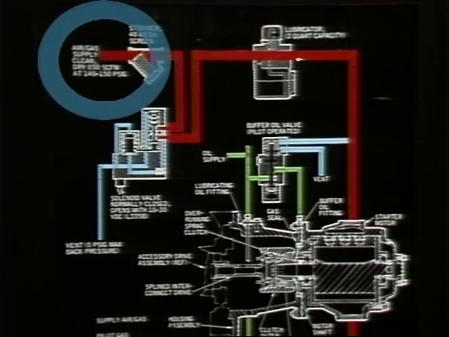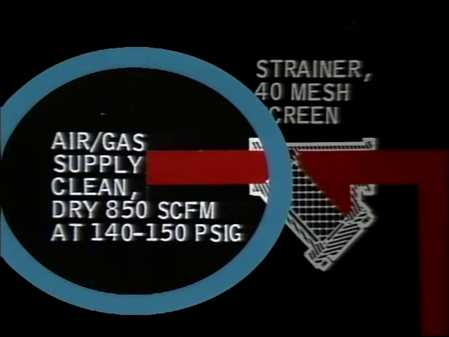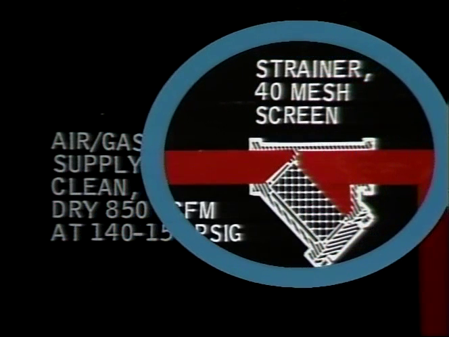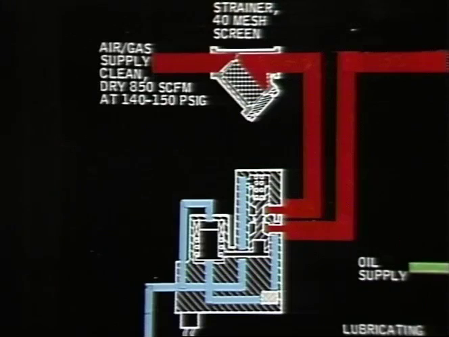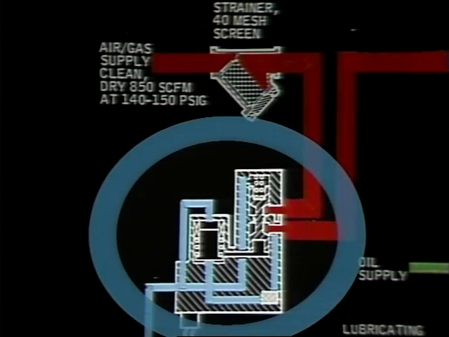Now that we're familiar with how each component functions, let's see how they work together as a system to start the turbine package. Supply gas to the start system should be clean and dry and approximately 850 standard cubic feet per minute at 140 to 150 pounds of pressure. As the gas enters the start system, the first component it will encounter is this optional strainer with a 40 mesh screen. This is to separate out scale or rust that may have gotten into the line upstream of the start system.